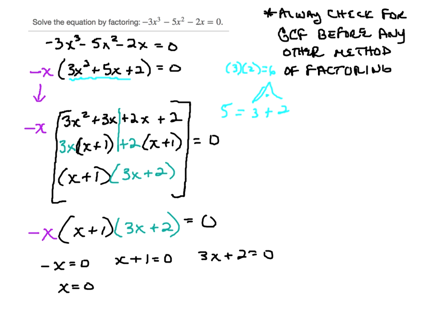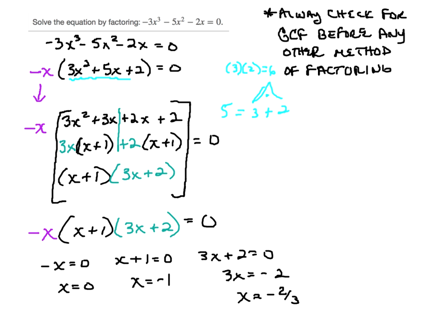X is 0 here when I divide both sides by negative 1. Here I'm going to subtract 1 and get x is negative 1. I'm going to subtract 2 first, and then I'm going to divide by 3, and I get x is negative 2/3. Let's take a look at this one on the graph.